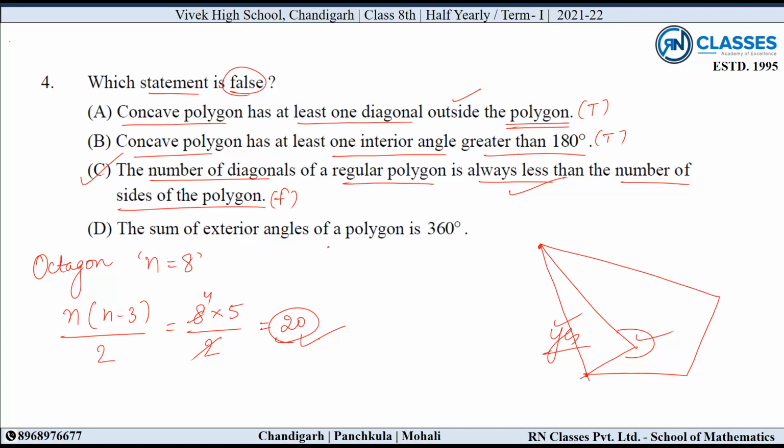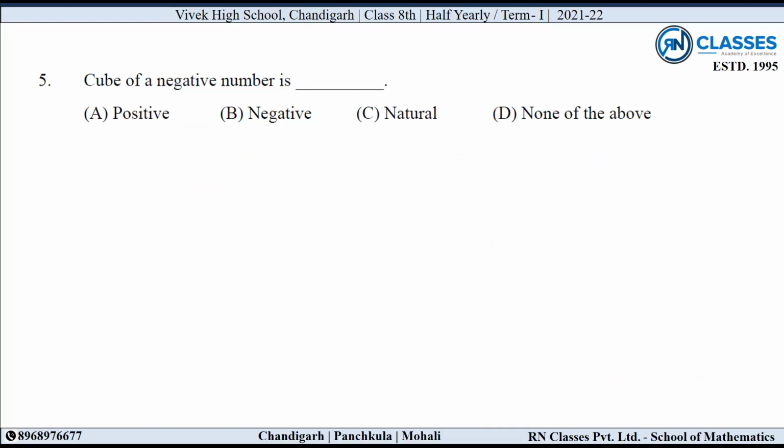The sum of exterior angles of a polygon is 360. Of course it is true. Answer is C part. Jumping on to question 5.